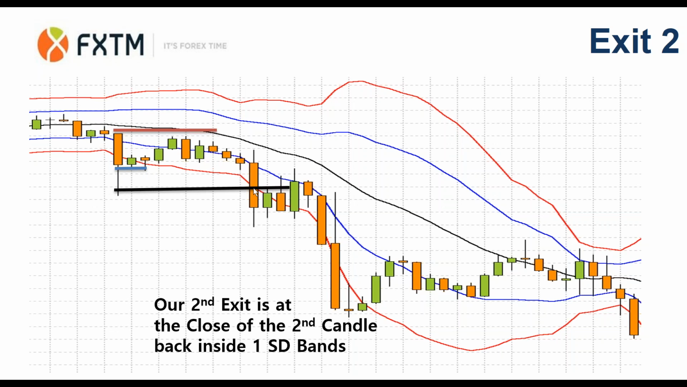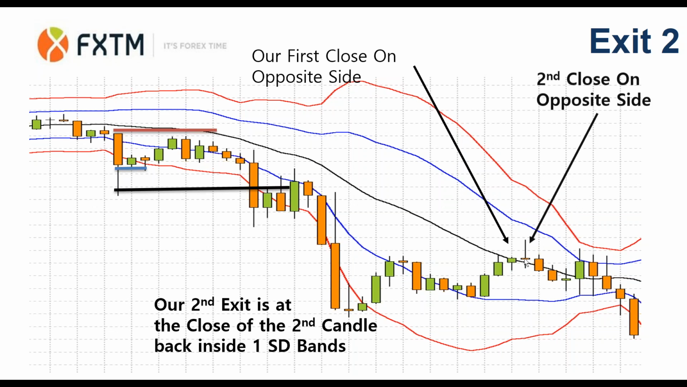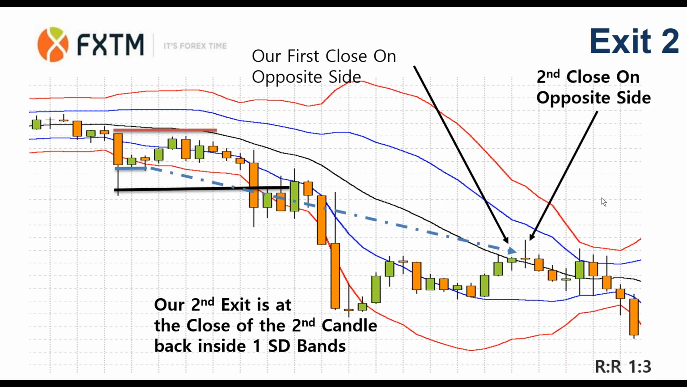Two positions. Our first position hit our profit target right over here, and the second position is still running in our favor. Right now here's the first close on the opposite side above. Now there's the second close on the opposite side, so we closed out that position with a risk reward of 1 to 3. Meaning we gained 3 times what we risked on the specific trade. Is that clear to everyone, guys?